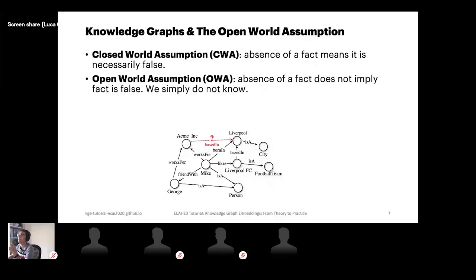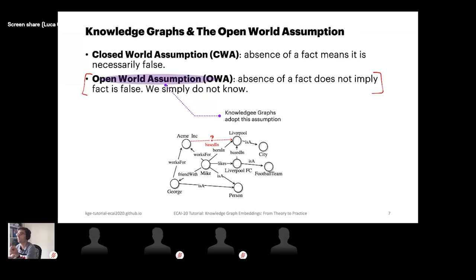And the problem is that these graphs are the result of automatic generation and crowdsourcing. So keep in mind, they may have missing edges, or they may not include all the facts, but they may not be entirely comprehensive, right? And this is important. It's something to remember, because that means knowledge graphs operate under this regime, which is known as the open world assumption, right?